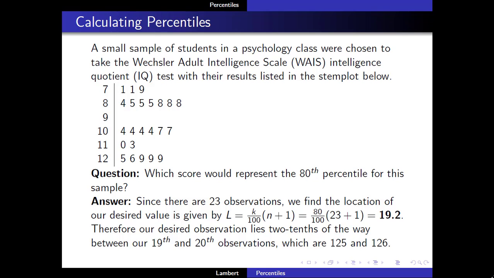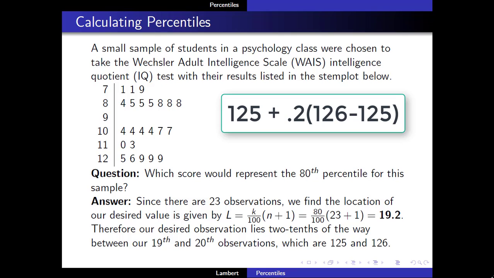So with those two, we want to go... Now, usually with median, we always wanted to go halfway, but notice this is 19.2, so we want to go 2/10 of the way. Well, 2/10 of the way between 125 and 126 would be 125.2, and that will actually be our final answer. So for our 80th percentile, we actually end up with our answer being 125.2.